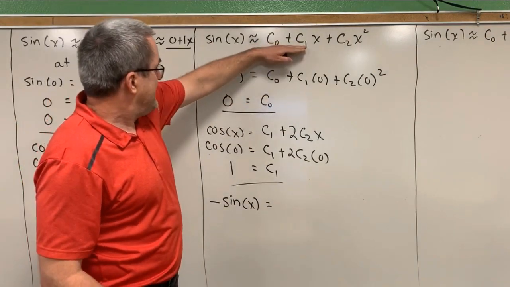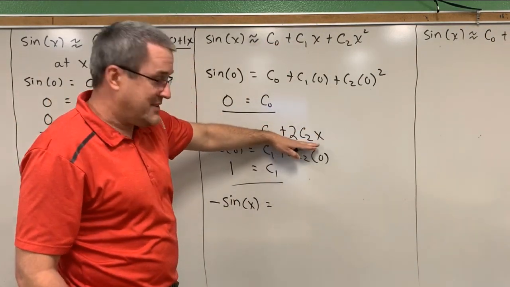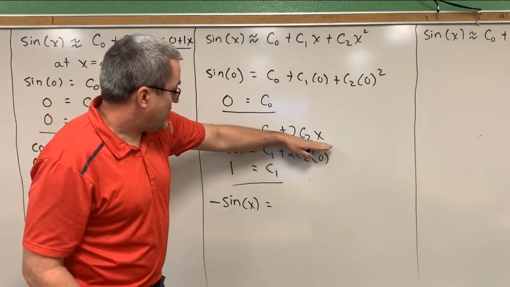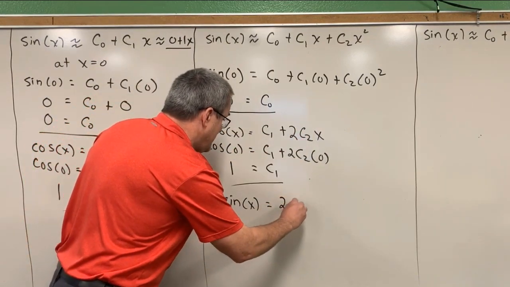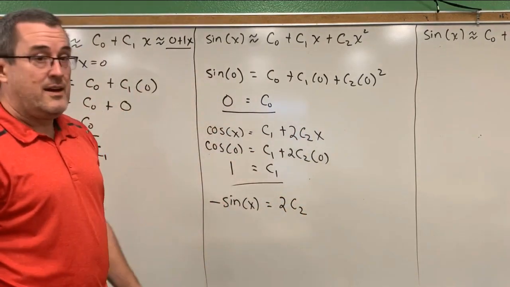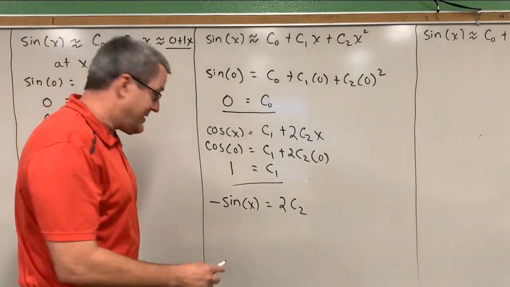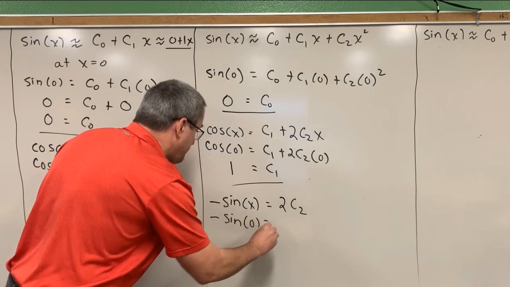The derivative of this quadratic gave us this linear. The derivative of this linear will be, now the derivative of a constant, 0. The derivative of this linear term will just be that coefficient 2c2. Again, we want these two second derivatives to be equal around x equals 0. So we will again allow x to be 0.